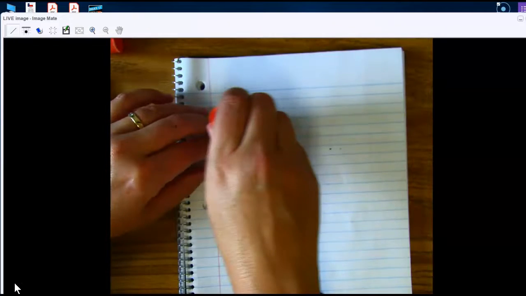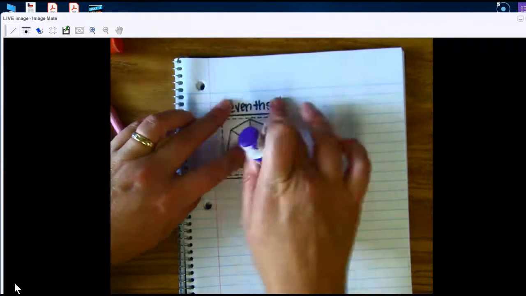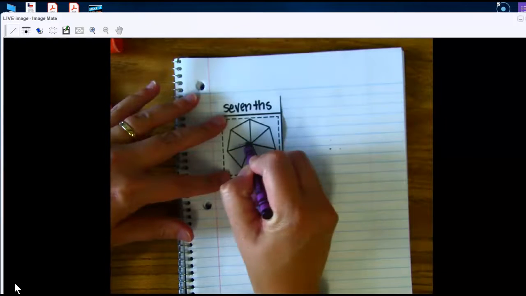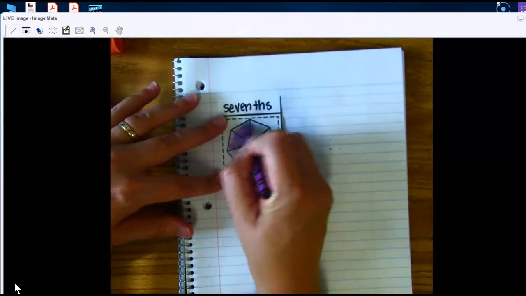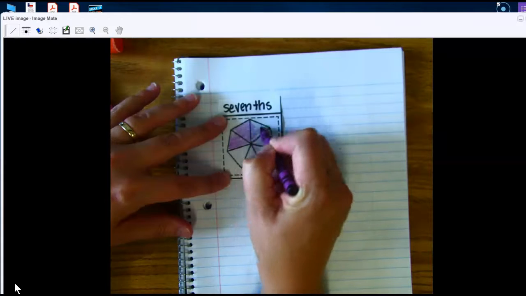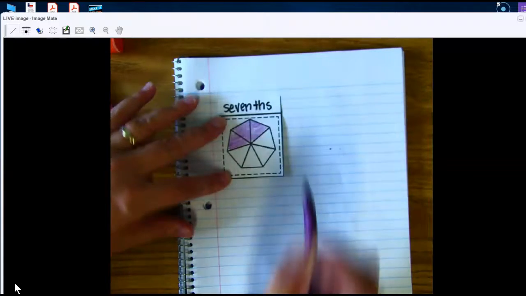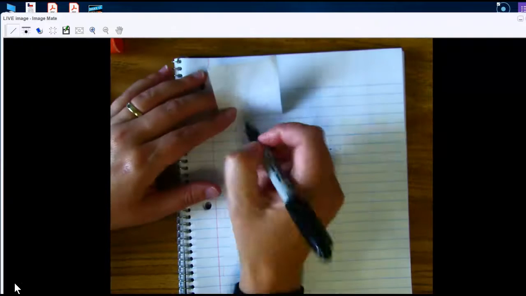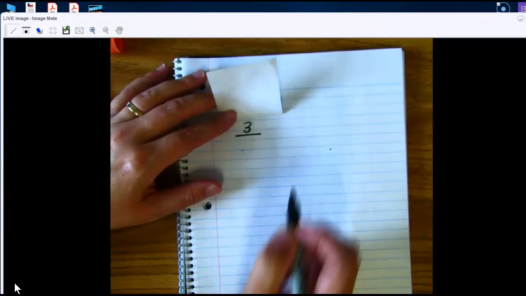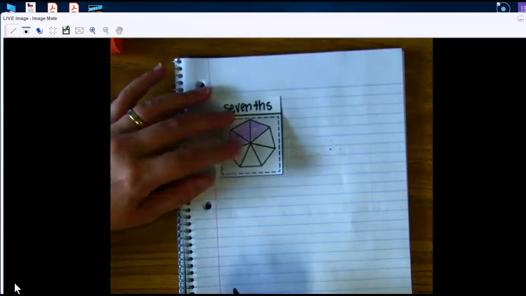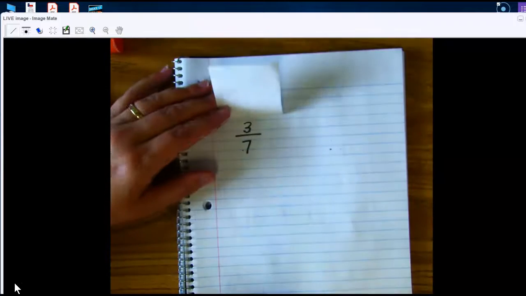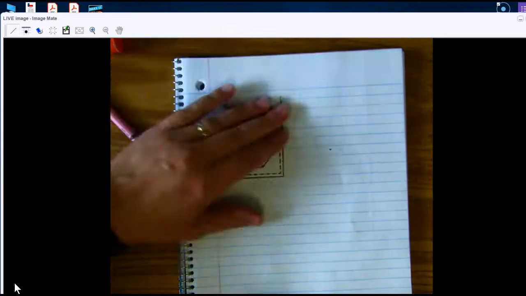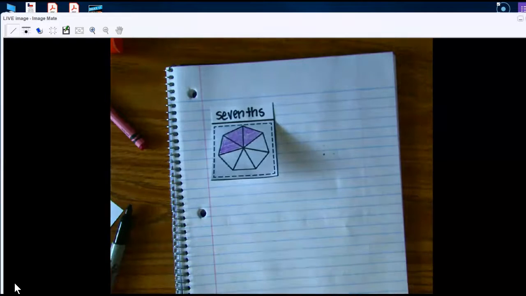All right, we're gluing the 7ths down now. And then you're going to color some of the 7ths. You get a pick. I think I'm going to do 3. Okay, and then remember, whenever we write a fraction, how many is colored? 3. Yours might be different if you did a different amount. And on the bottom is 7. So 3 sevenths. That's how we say that.